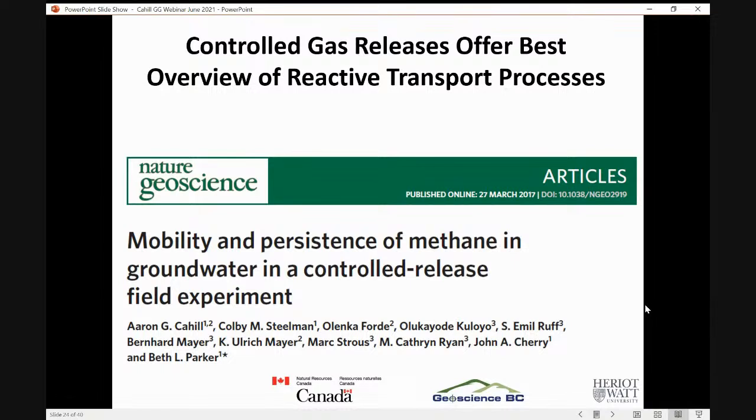So, as I mentioned, it's very difficult to get the chance to study real leaky wells. It's for various reasons. So what my colleagues and I have figured out in the last years is that another way to try to understand subsurface fugitive gas migration is through controlled release experiments. These seem to offer a good way to look at the reactive transport processes where you have some control over the leakage rate and location, and so you can really look then.